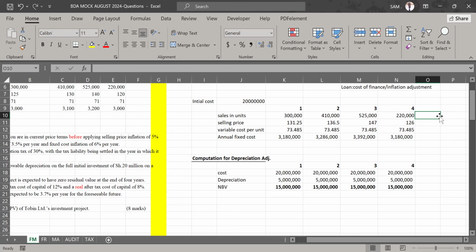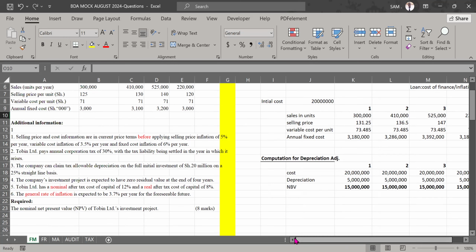Now we are working with projected figures, right? So we are not preparing a statement of financial position. This was just an aspect of understanding. Do we get that? In fact, it has been given in note 4. Good. So I hope we are together there. In note 4, he's saying the company's investment project is expected to have zero residual value. So we are going to get there. Don't worry, step by step.